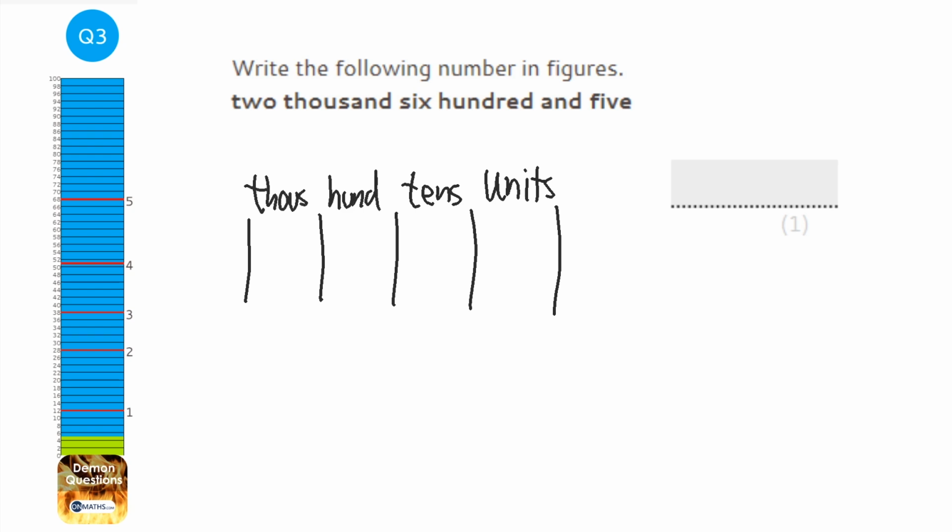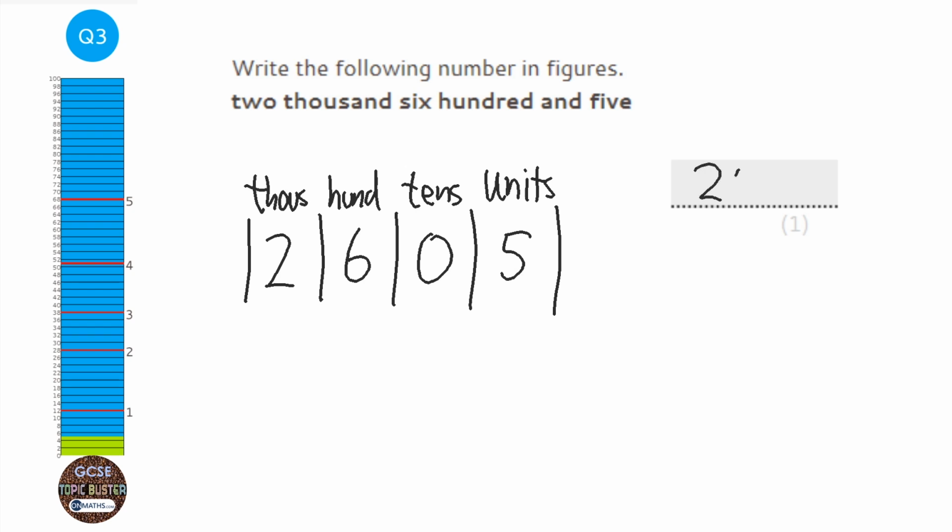So we have 2,000, so I can put a 2 in here, 600. Now, it doesn't say any tens. If it said 35, I could put a 3 in the tens column, but there's no tens in that number, so I'm just going to put a 0, and 5. Now, when you look at that number, you think, oh, that's 2,605, and that's what it says in the question. So that's our answer.